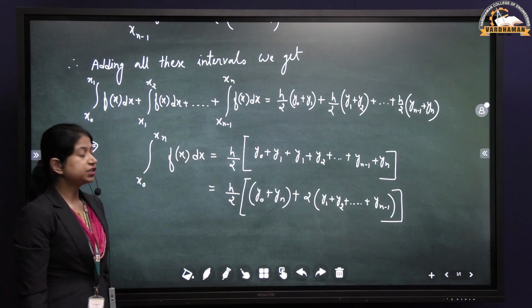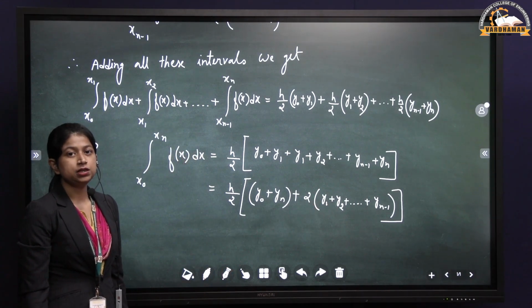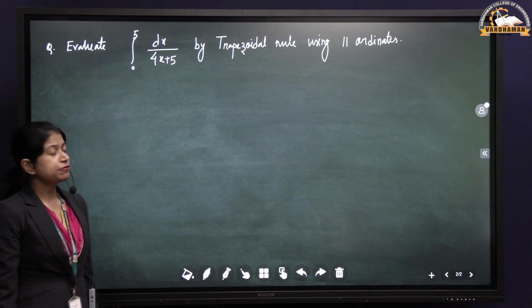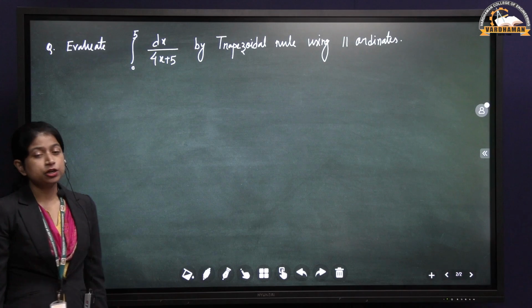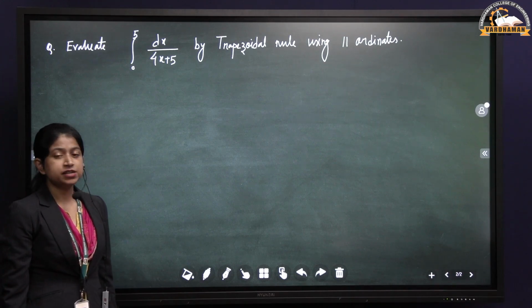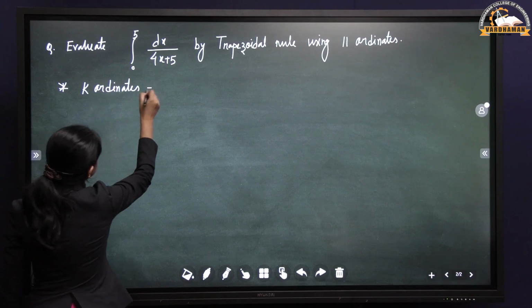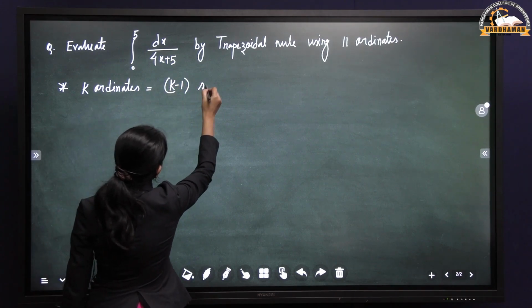Now let us solve an integration using the trapezoidal rule. So now we need to solve integration 0 to 5 dx by (4x plus 5) by the trapezoidal rule, and here the ordinates given are 11. Note that k ordinates means k minus 1 subintervals.